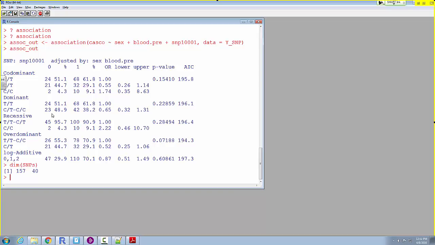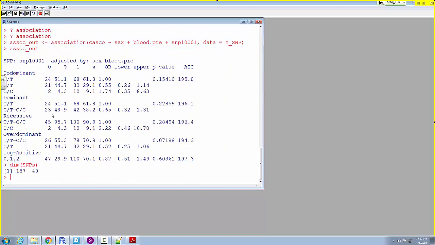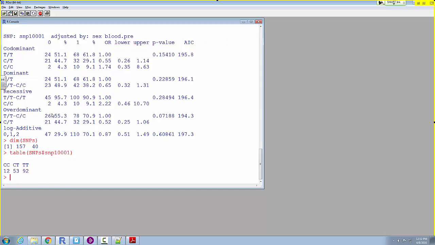Let's do table. Let's table SNP 1's genotypes. I want to see what they are. So SNPs, dollar sign, SNP 1. Table, SNPs, SNP 1. We have 12 CCs, 53 CTs and 92 TTs. So dominant, where do these numbers come from?